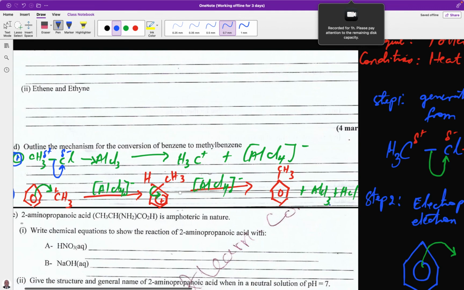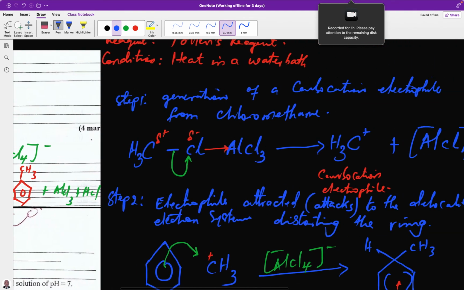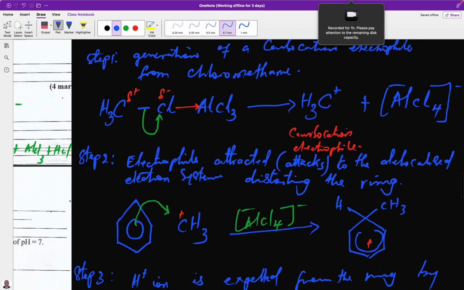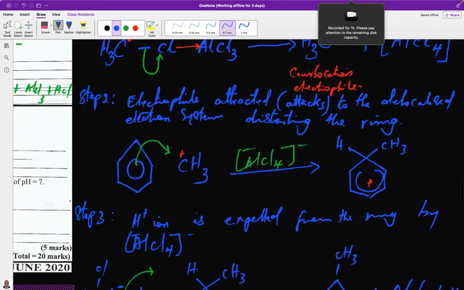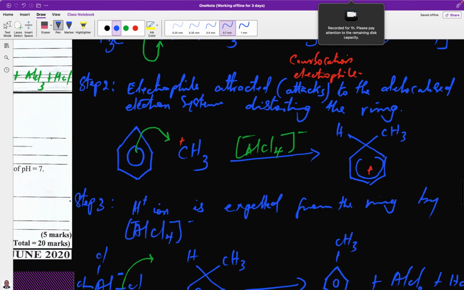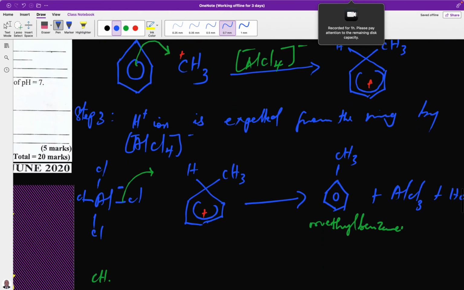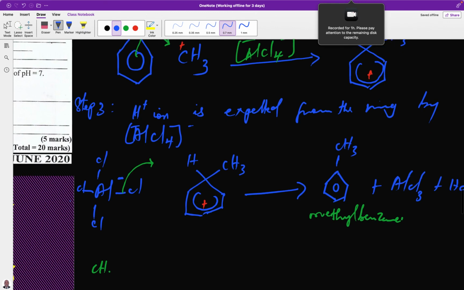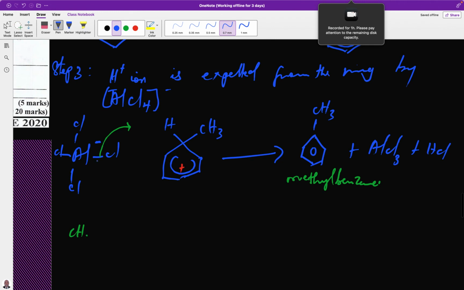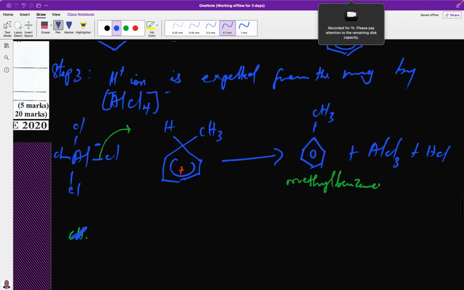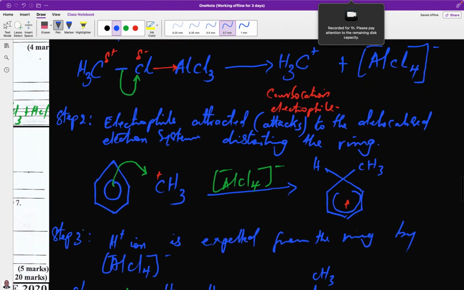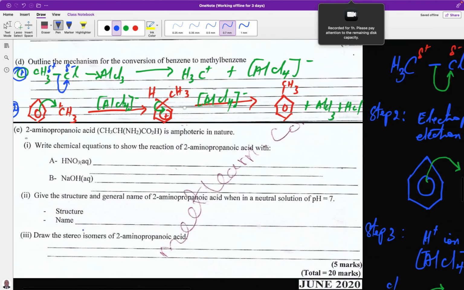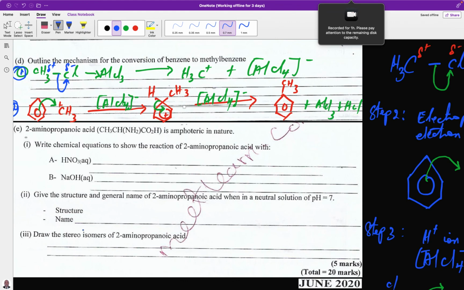You are asked for these steps, which are recommended for the purpose of revision. That was why I had to give you step 1, generation of the carbocation electrophile from the chlorine. Then the electrophile attacks the ring, distorting the ring. Then step number 3, the hydrogen ion is expelled from the ring. I gave all these for the purpose of revision, but the outline is just 3 steps: generate the electrophile, electrophilic attack, then hydrogen ion is expelled, restoration of the ring, formation of methyl benzene.